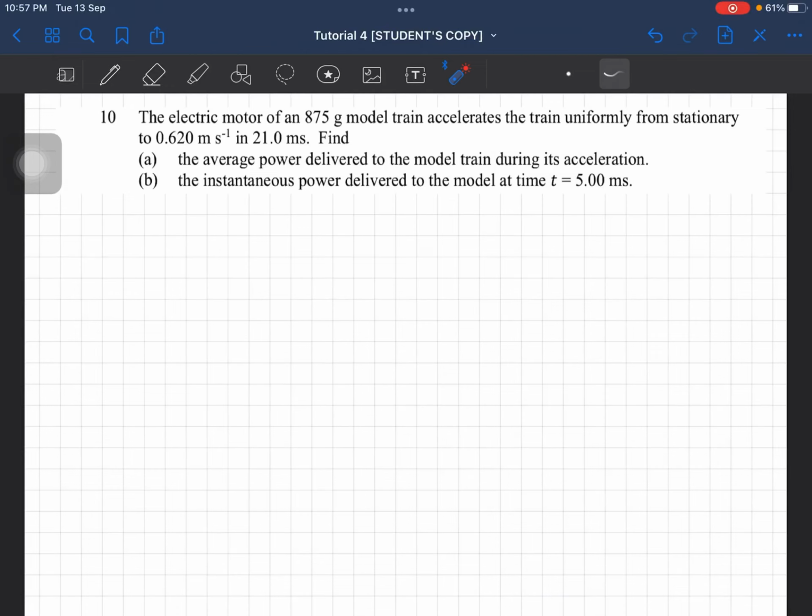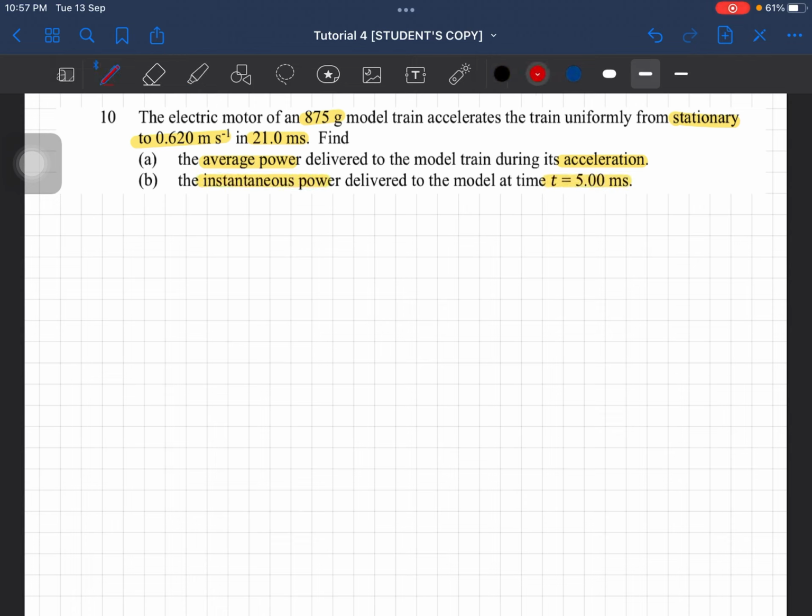Right, last question. Sorry, not last question. Second last question. The electric motor of an 875-gram model train accelerates the train uniformly from stationary to 0.620 meter per second in 21 milliseconds. So we have to find the average power delivered to the model train during its acceleration, and lastly the instantaneous power at t equal to 5 milliseconds.